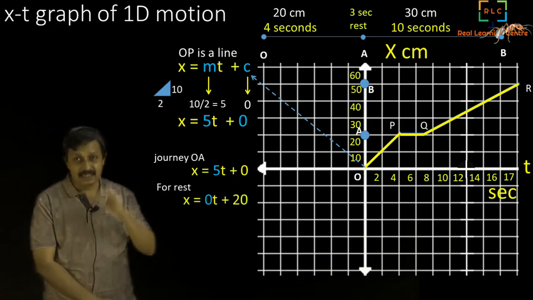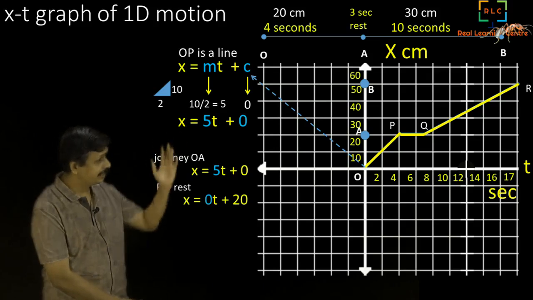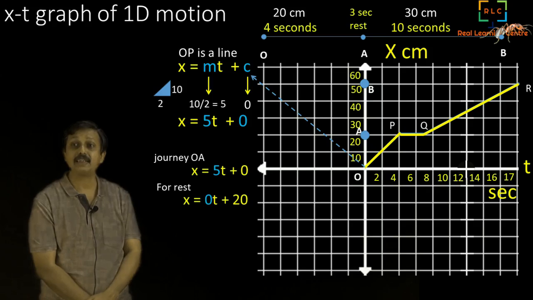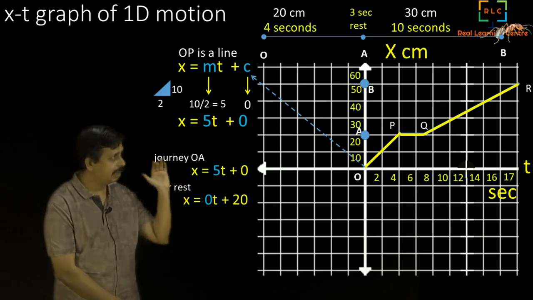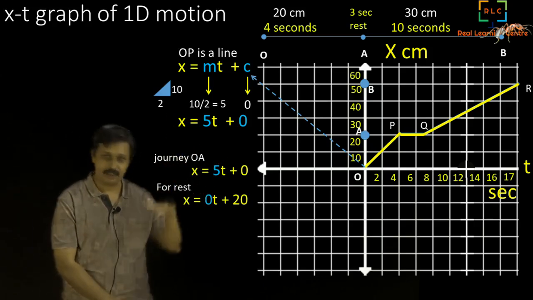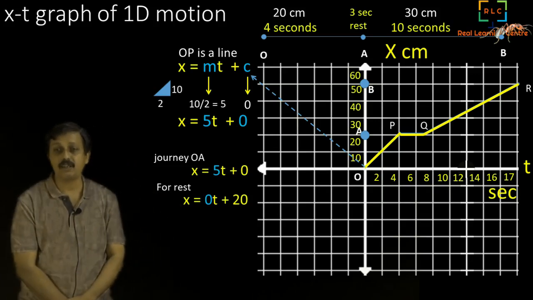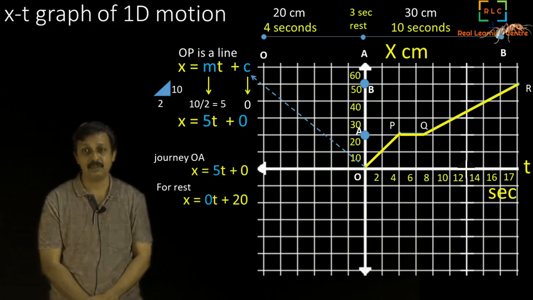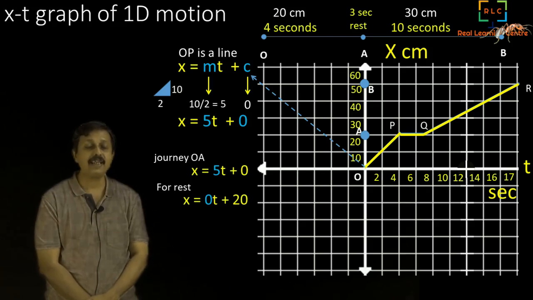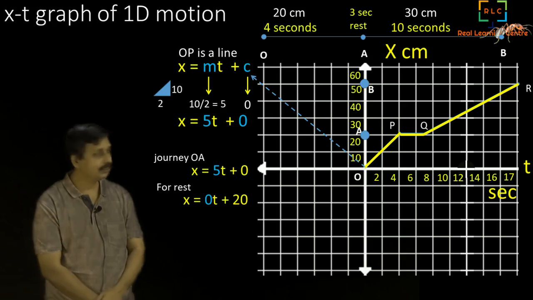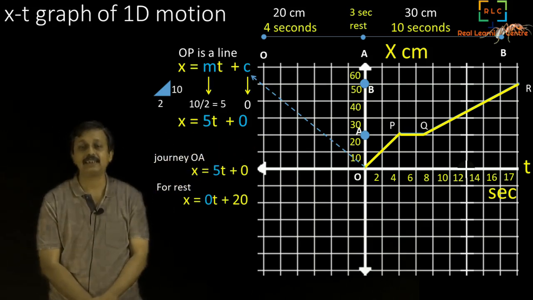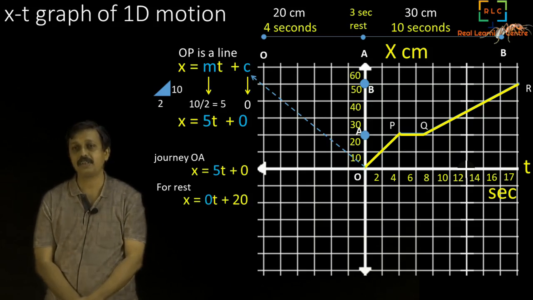Then the ant is taking rest. While it is taking rest, the line on our xt graph is PQ. Only time has moved; it has not moved in the upward direction. It is a horizontal line, whose slope is 0. And its y-intercept, where it cuts the y-axis, if you take PQ and put a dotted line, is 20.